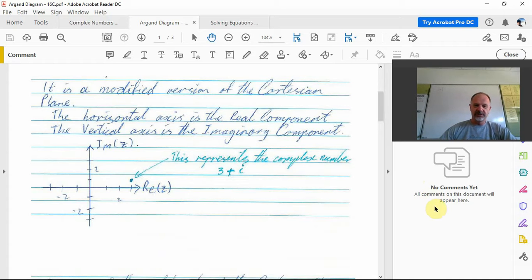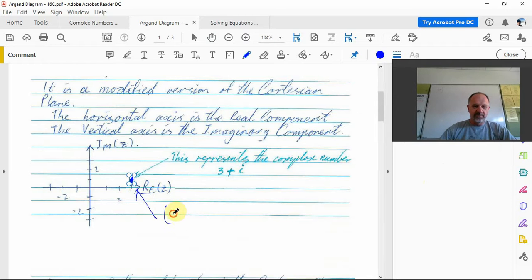The horizontal axis has the real component, and the vertical axis the imaginary component. As it shows here, this particular point on the graph, in Cartesian form, would have the coordinates 3 and 1. Because this is an Argand diagram, it represents 3 plus i: a real component of 3 and an imaginary component of 1.